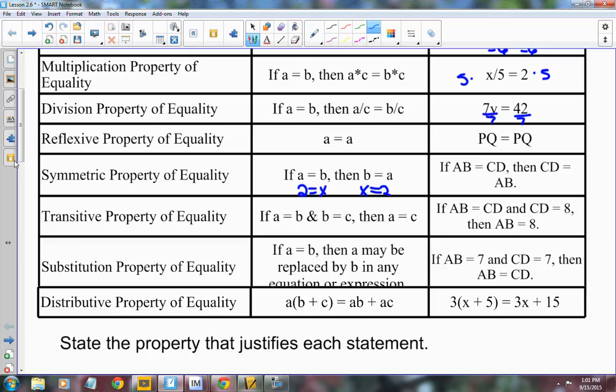Here's another example. This one in regard to line segments. AB equals CD, CD equals AB. They just flip places. That's the symmetric property. Now, the next two people tend to confuse a little bit, so we'll make sure we get this straight.